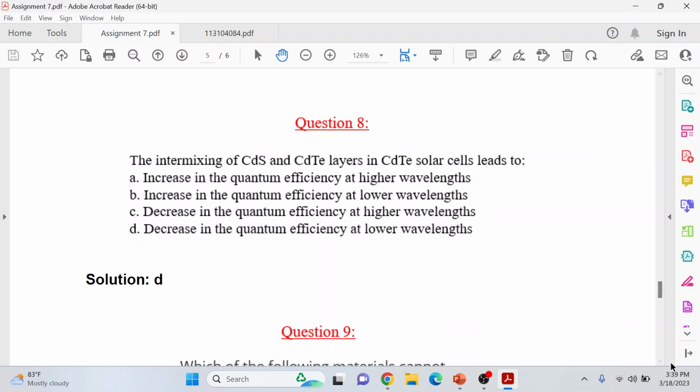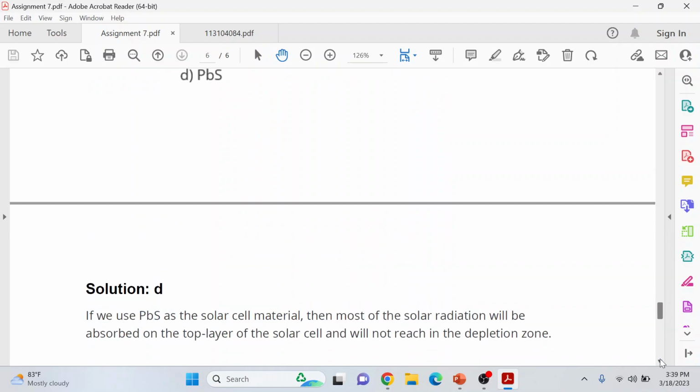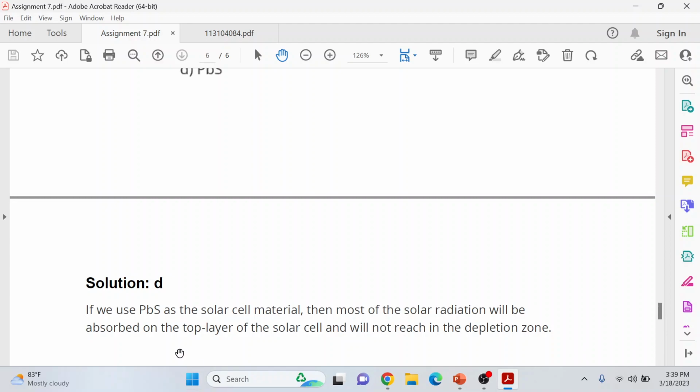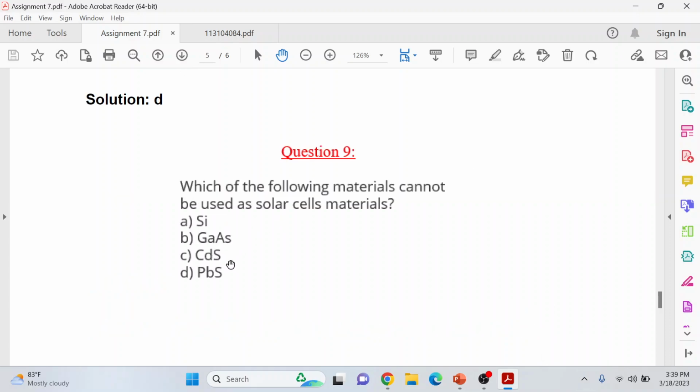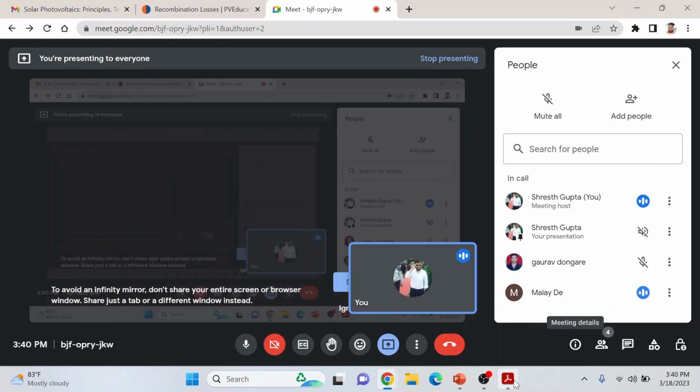As he said, the concept of band gap. Obviously, these three solar cells we have already read. I have already written it in the PDF that I'll be providing. You have a look over it afterwards. What happens if we use PbS as a solar cell material? Most of the solar radiation will be absorbed only in the top layer, because the band gap of PbS is not in accordance with silicon, gallium arsenide or CdS, or the band gap domain required for making a solar cell, which is generally 1 to 1.5 electron volt. So it will be absorbed in the top layer of the solar cell and will not reach the depletion zone. If it does not reach the depletion zone, then there will be no formation of electron-hole pairs. Obviously, this material cannot be used as a solar cell material.